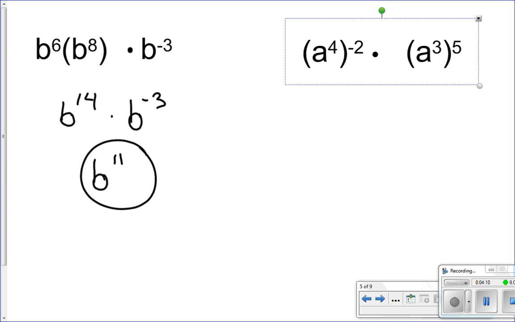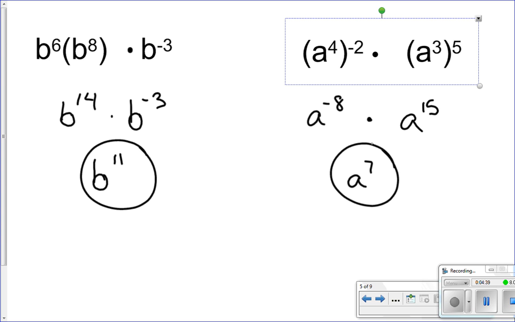And over here, I have two terms of powers being raised to a power. So this comes to a to the negative 8th times a cubed to the 5th power, which is a to the 15th. Because over here, 4 times negative 2 is negative 8, and 3 times 5 is 15. Now it's a multiplication problem with the same base, so I'm going to add the exponents. Negative 8 plus 15 gives me a to the 7th power.